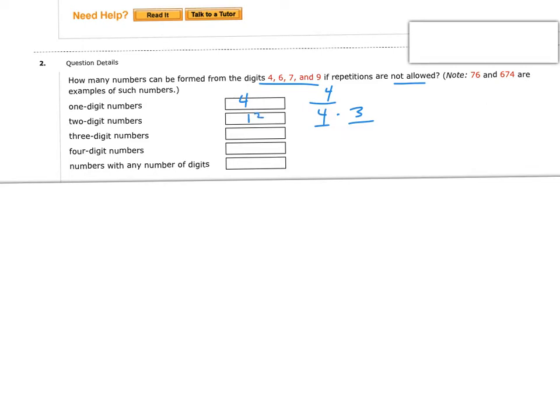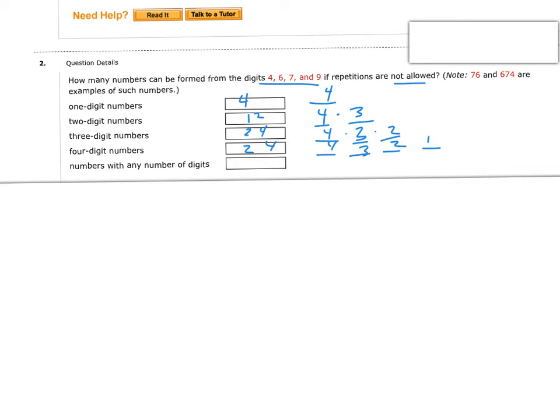For 3-digit numbers, I have 4 possibilities for the first one, 3 for the second one, and then 2 for the third one. The possibilities keep dropping by 1 because as I use numbers, I'm not allowed to use them again. So that is going to be 24. And then 4-digit numbers here. And so that one I have 4 times 3 times 2 times 1. So it's actually going to be the same as the previous. And once again, those numbers keep decreasing because repetitions are not allowed.